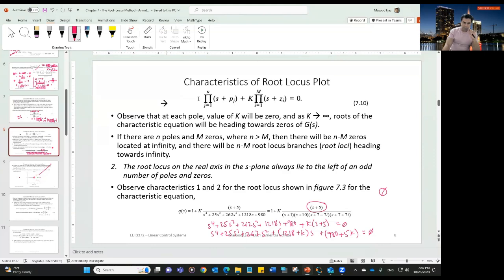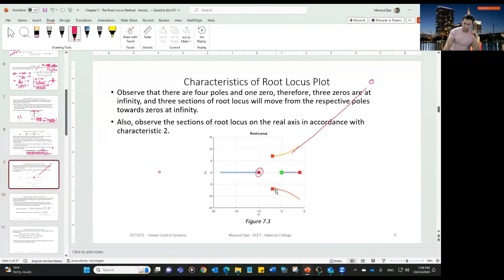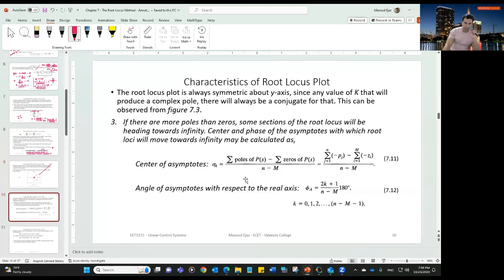Observe there are 4 poles. Observe the sections of root locus in accordance with that. The root locus is always symmetric about the real axis, since any value of k that produces a complex pole will always produce its conjugate, as we discussed. So as you can see, these sections, which are combinations of complex poles, are symmetric to each other, because every complex pole is going to exist as a complex conjugate.